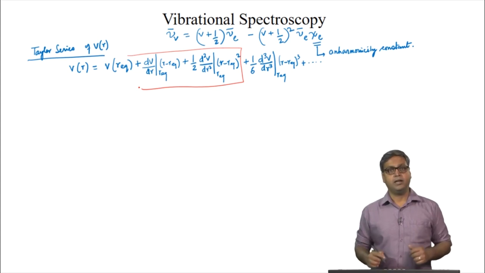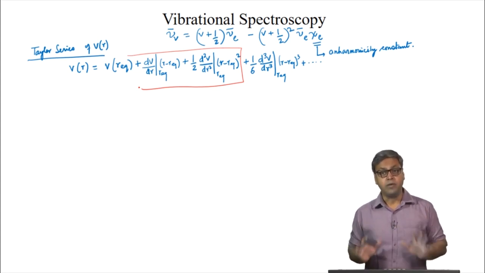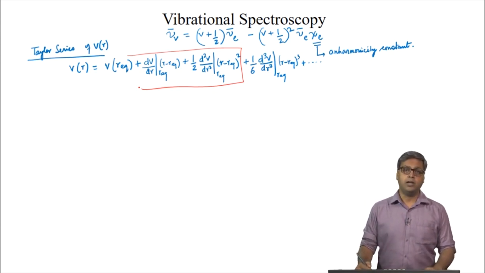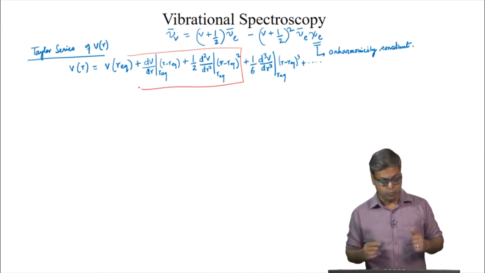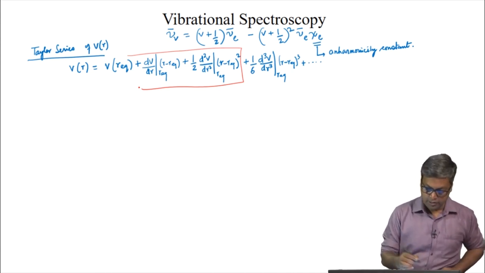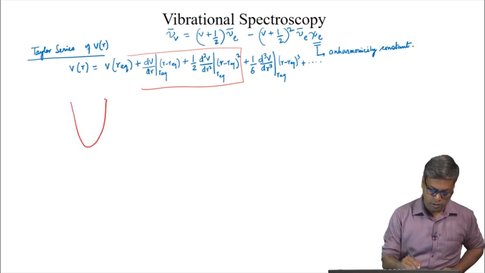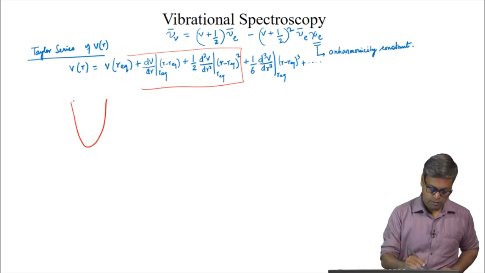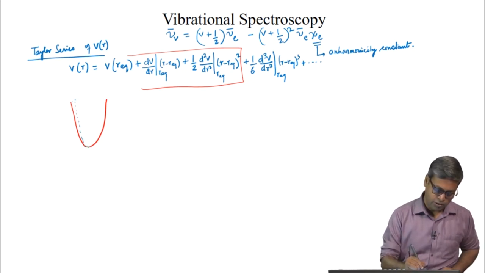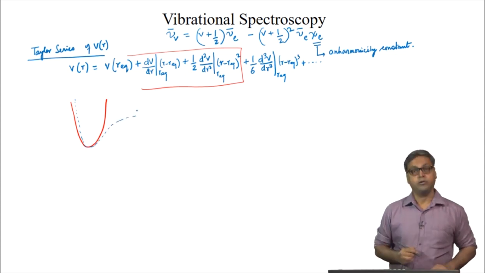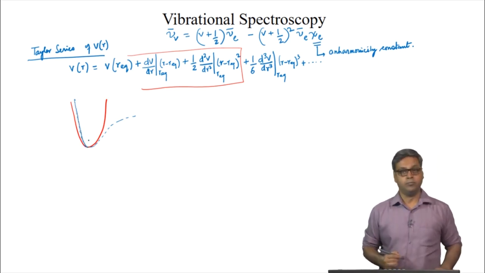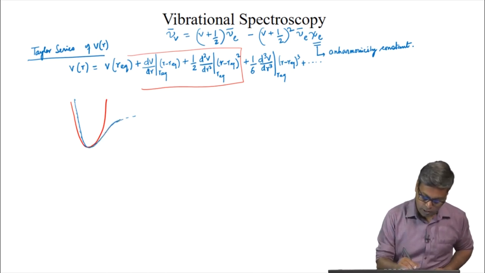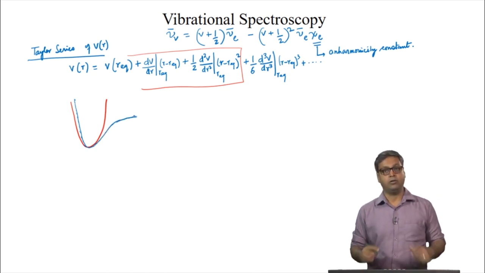However, we know that anharmonicity affects the shape of the potential at distances away from the equilibrium bond length. Now, let us look into the differences in the shapes of the anharmonic and the harmonic potential again. Let us say this is our harmonic potential, and here is our anharmonic potential. The anharmonic potential is steeper at r less than r equilibrium and shallower at r greater than r equilibrium.